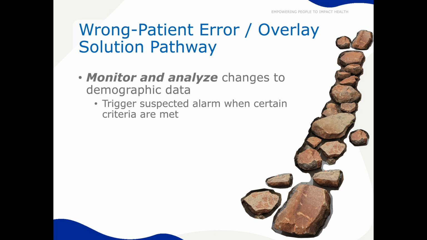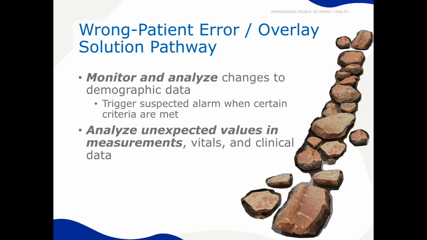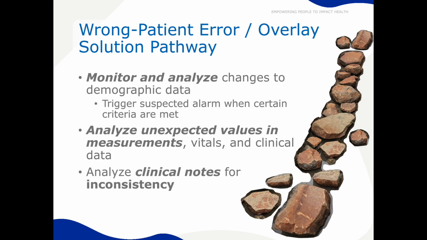We also need to look at the measurements made from the patients, the vitals and clinical data, and this requires the use of statistics, mathematics, artificial intelligence, natural language processing, as well as a knowledge of physiology to see if an overlay has occurred. We can also analyze the clinical notes for inconsistencies, and we'll discuss two approaches there, one that requires medical knowledge, one that requires math. And finally, we'll briefly discuss looking at the denial codes that come back from claims that might tip us off to the possibility of an overlay encounter.